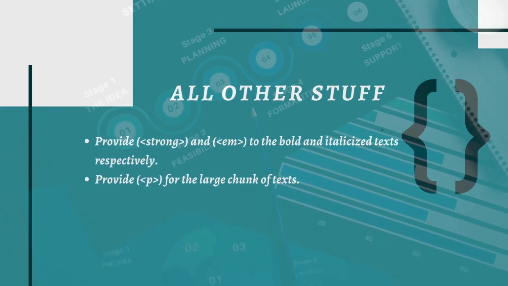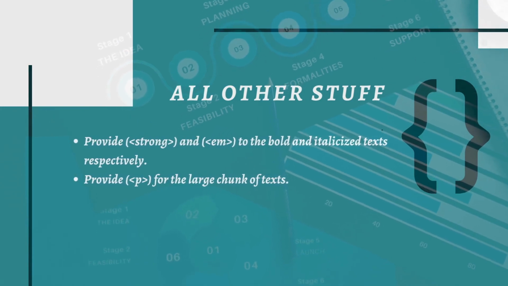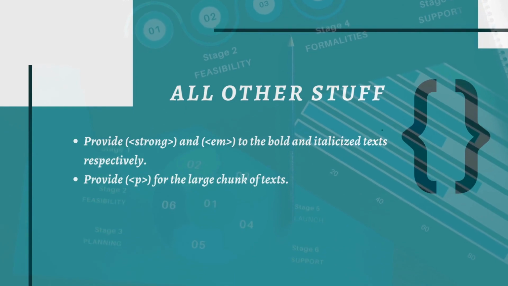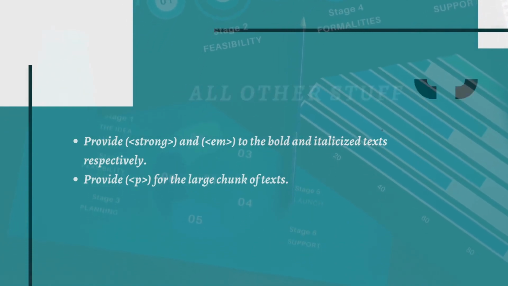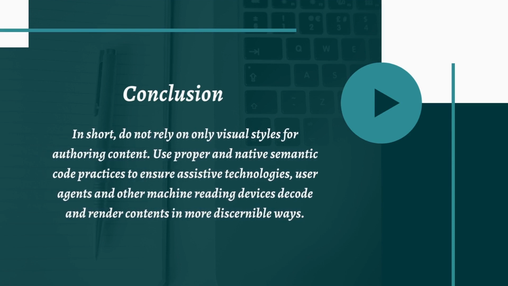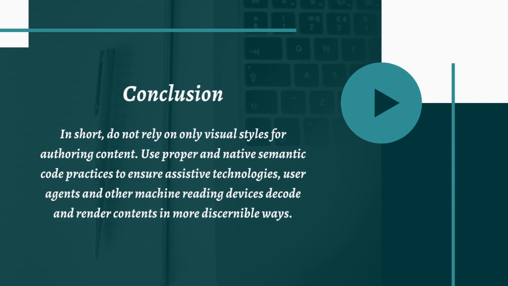Let's look at other requirements. Provide strong and em to the bold and italicized text respectively. Provide P for the large chunk of text. Now, from what we have learned so far, one should not rely on only visual styles for authoring content. One should use proper and native semantic code practices to ensure assistive technologies, user agents, and other machine reading devices decode and render content in more discernible ways.